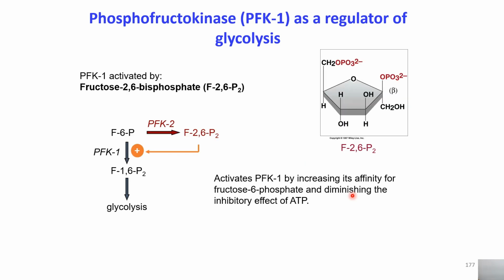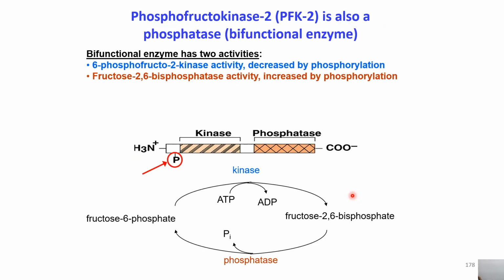Now, phosphofructokinase as a regulator of glycolysis. We have talked about all of this. PFK1 is activated by fructose 2,6-bisphosphate. It increases its affinity for fructose 6-phosphate and diminishes the inhibitory effect of ATP. Phosphofructokinase 2, PFK2, is a bifunctional enzyme that is also a phosphatase. The 6-phosphofructo-2-kinase activity is decreased by phosphorylation, right? And fructose 2,6-bisphosphatase activity is increased by phosphorylation.